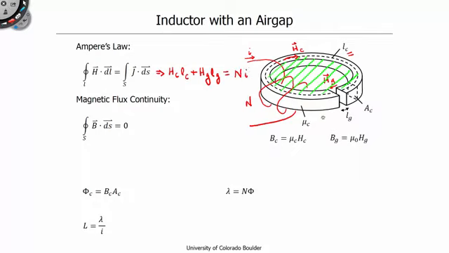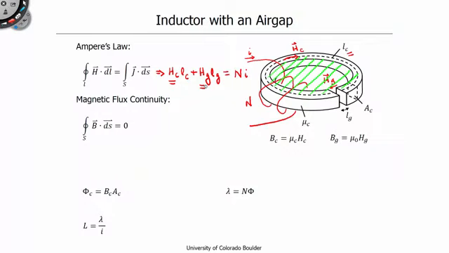Next, I'd like to be able to calculate the actual flux density in the core. But note we have an issue here, because in this equation we have two unknowns: HC as well as HG. So I need to bring in another equation to figure out how HC and HG are related.